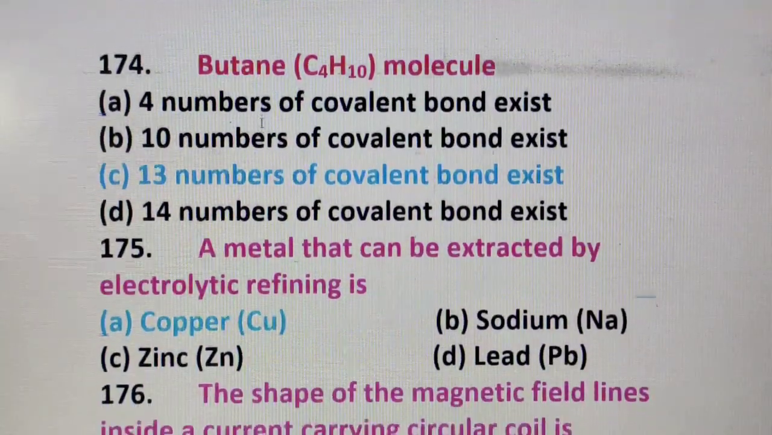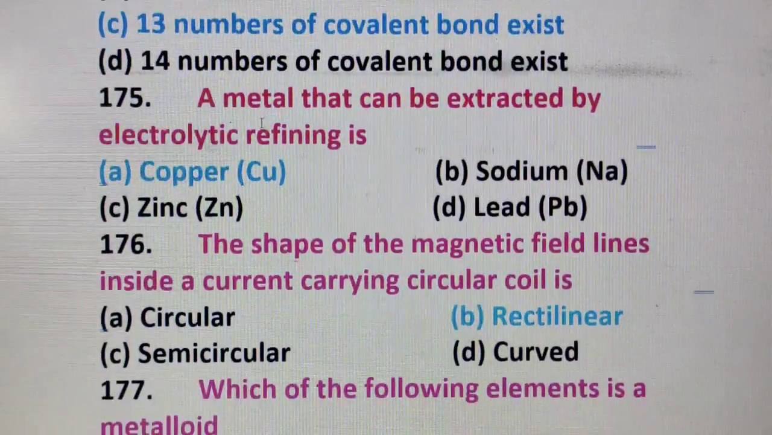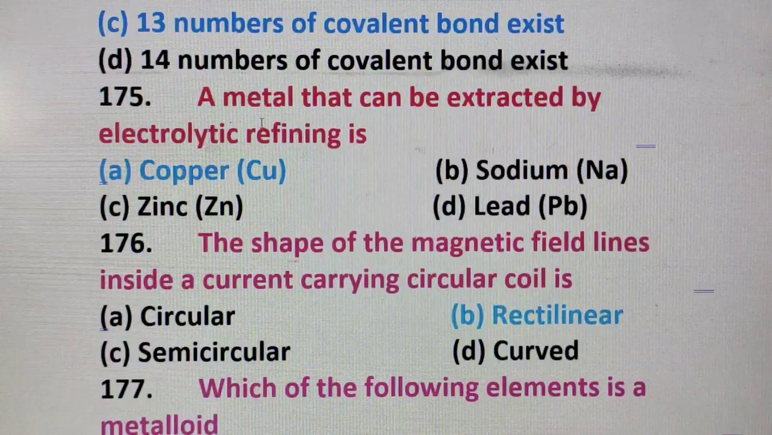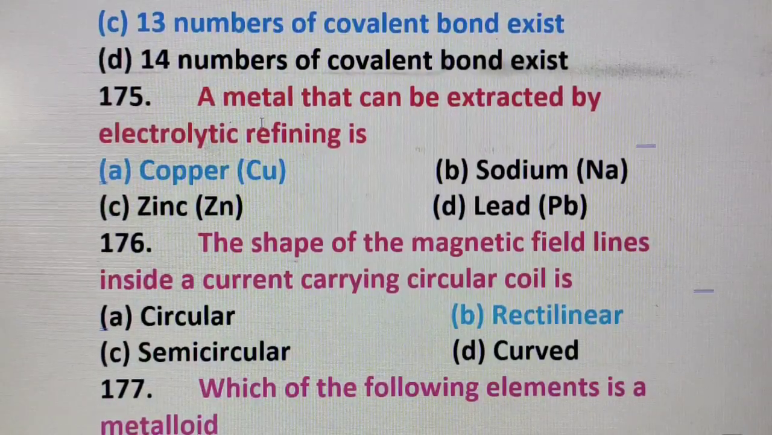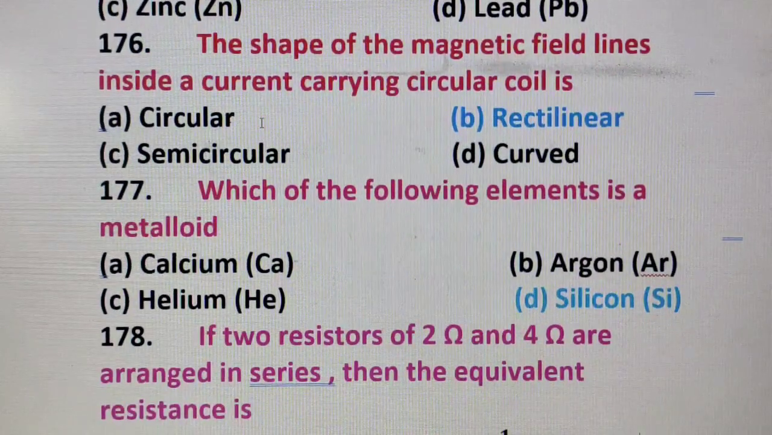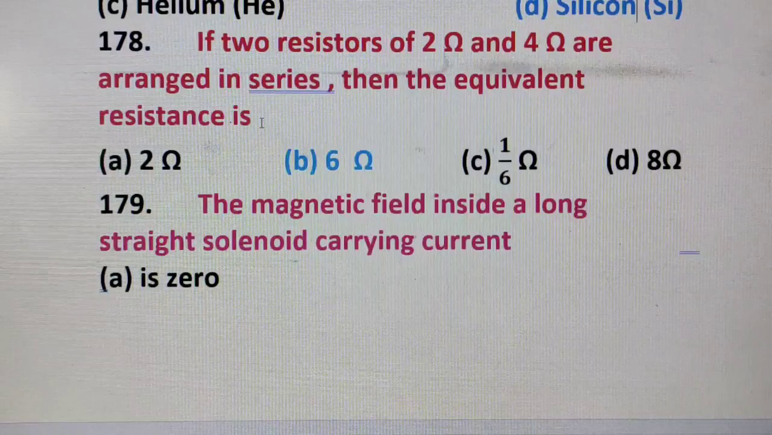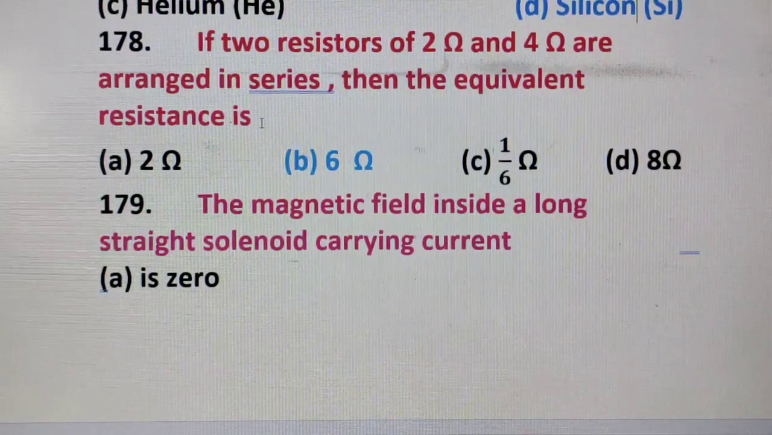A metal that can be extracted by electrolytic refining is copper. The shape of the magnetic field lines inside a current carrying circular coil is rectilinear, straight lines. Which of the following element is a metalloid? Silicon. If two resistors of 2 ohm and 4 ohm are arranged in series, then the equivalent resistance is series.